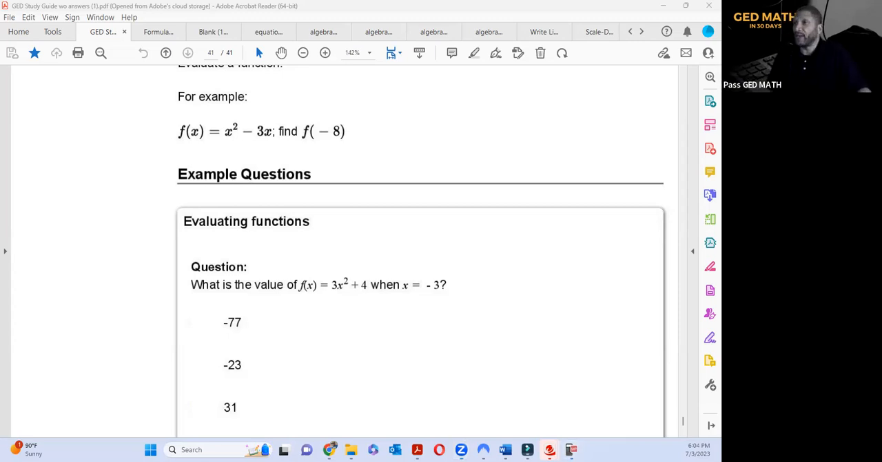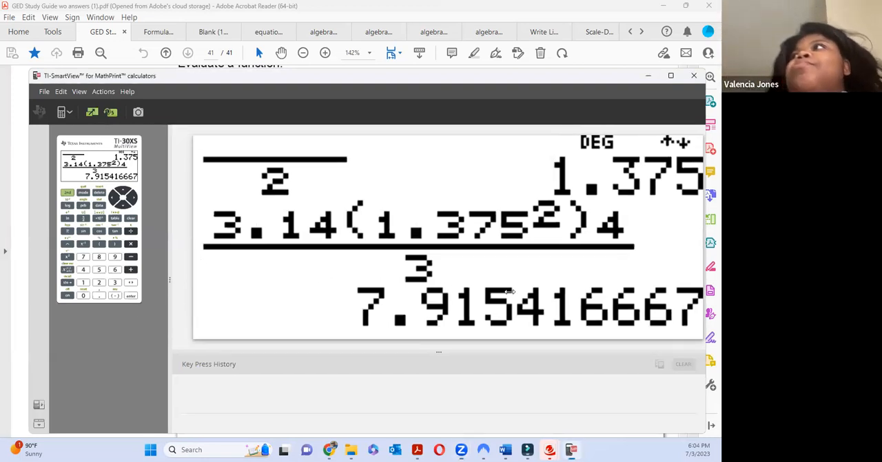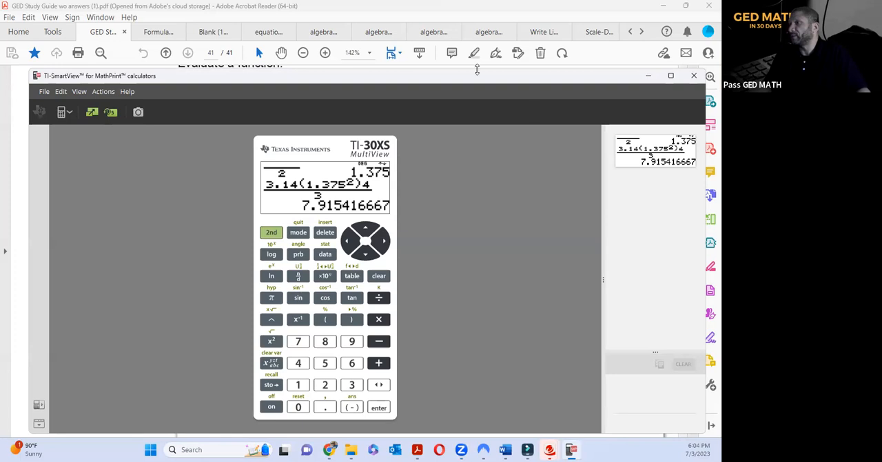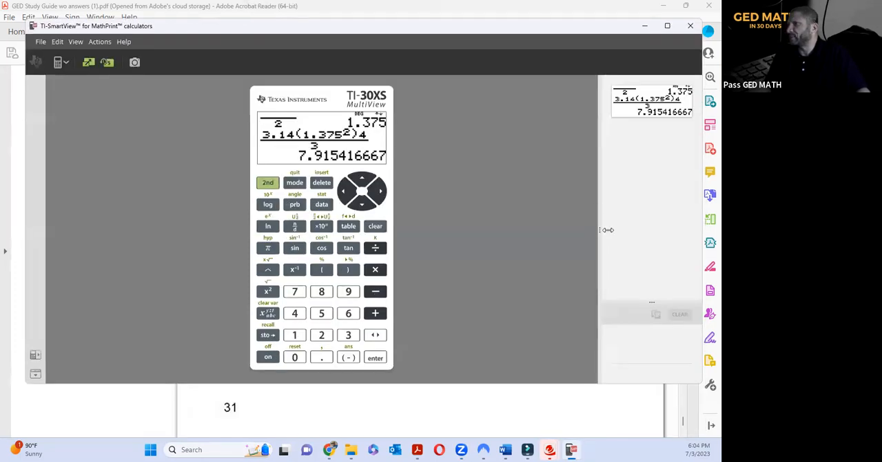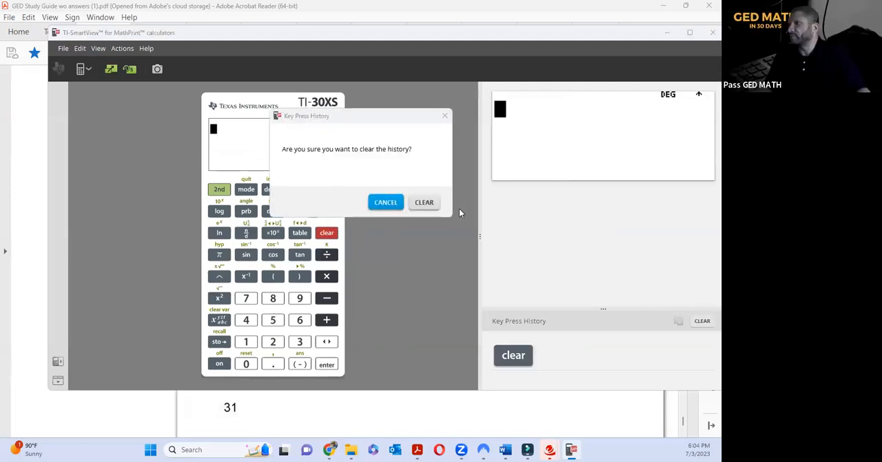So what I'm going to show you now, that's a little bit too big. What I'm going to show you now is how you would do that on your calculator. I want it bigger than that. Let me see if I can get it bigger. I guess we're going to have to put it there. Let me clear everything out.